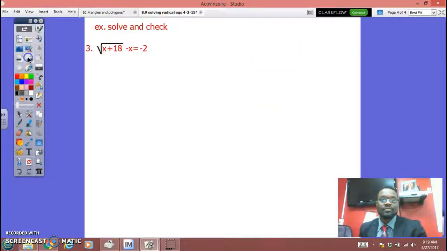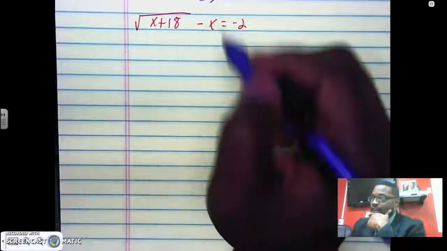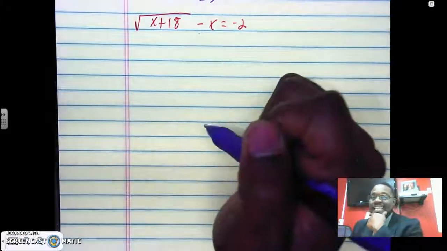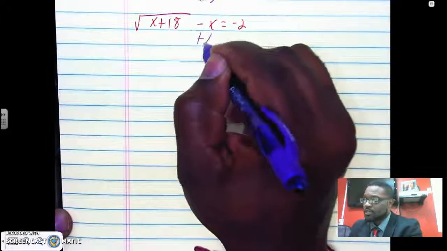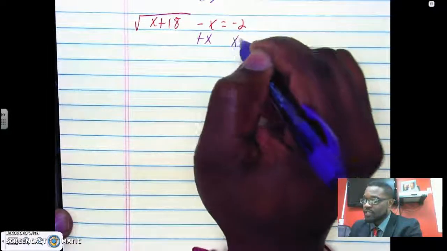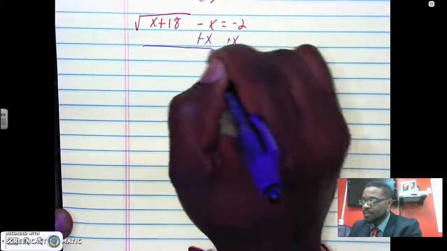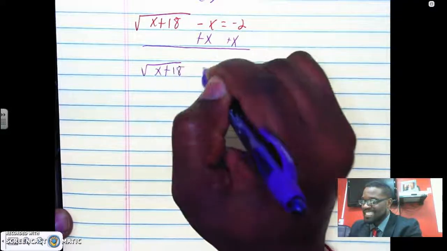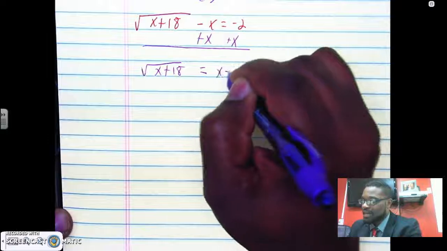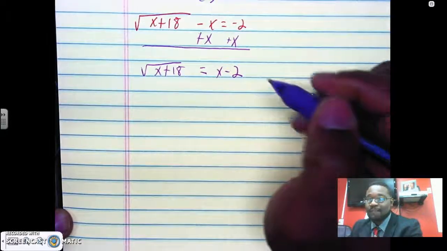Our last example is this particular problem right here. So let's work this one. Okay, so here we go. Remember, nothing should be added, subtracted, or multiplied to your radical. So the first thing I'm going to do is add x to both sides. So what does that leave me? The square root of x plus 18 equals x minus 2. That's how you want to write that.